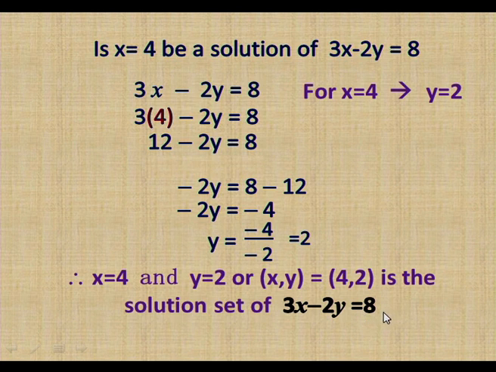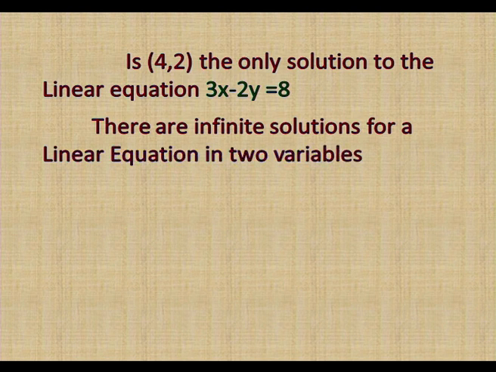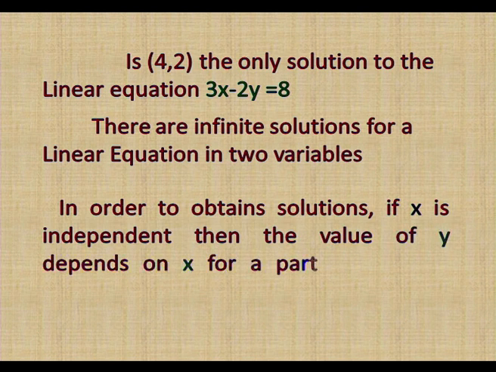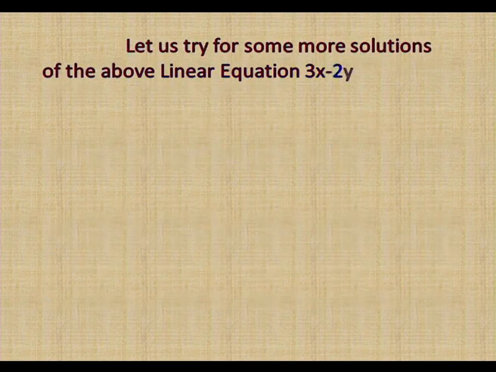Now, is 4 comma 2 the only solution set for this particular equation? Is 4 comma 2 the only solution to the linear equation 3x minus 2y is equal to 8? No. There are infinite solutions for a linear equation in two variables. In order to obtain the solutions, if x is independent, then the value of y depends on x for a particular linear equation in two variables and vice versa. Let us try for some more solutions of the linear equation 3x minus 2y is equal to 8.